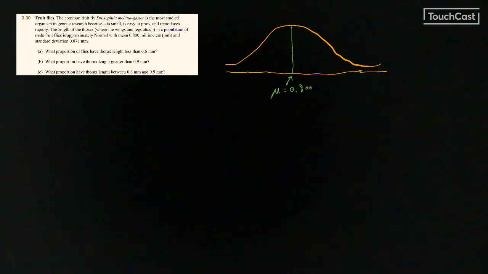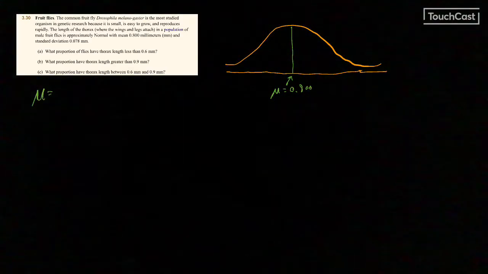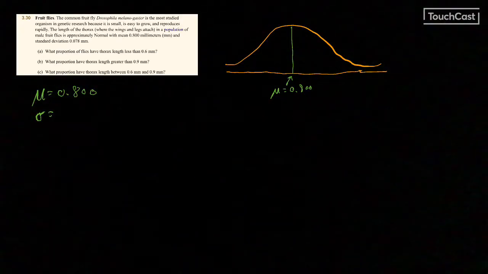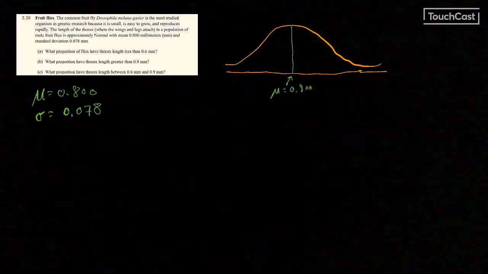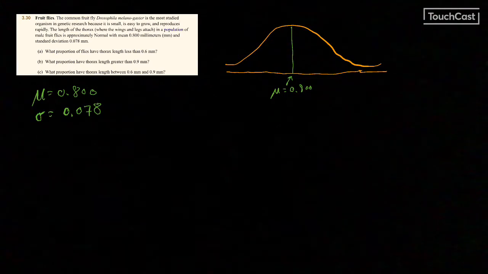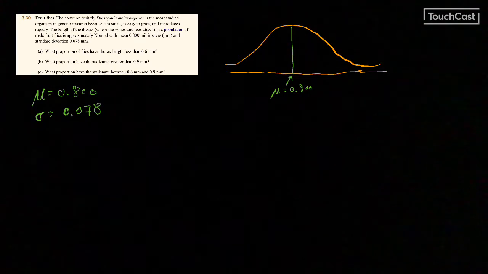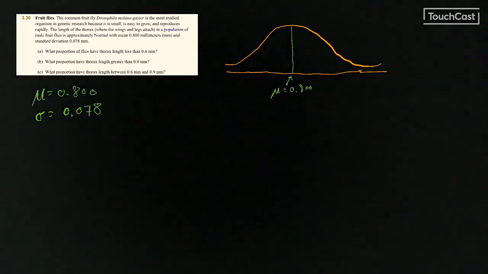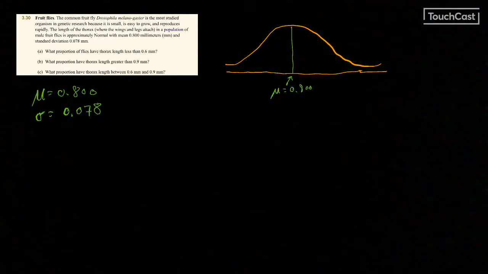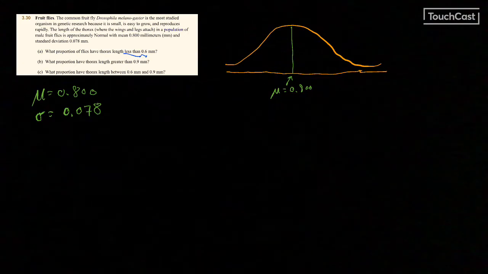So now I'm going to also write it over here. The mean is 0.800. The standard deviation is 0.078. So I have all my facts written down. Now let's look at the questions. What proportion of flies have a thorax that's less than 0.6 millimeters? Some of the key words here are less than, and then of course the actual value, 0.6.